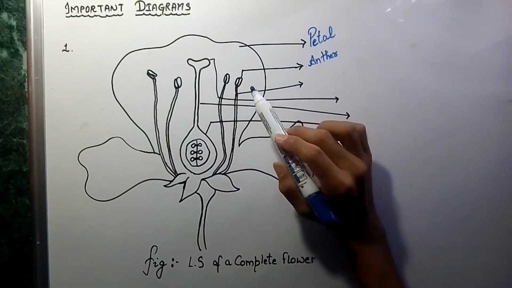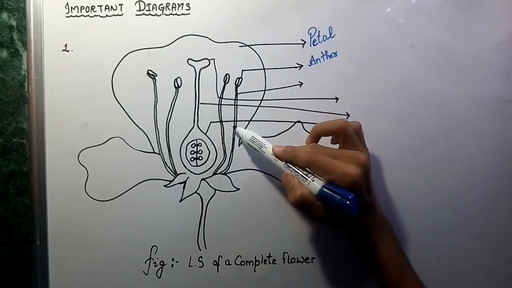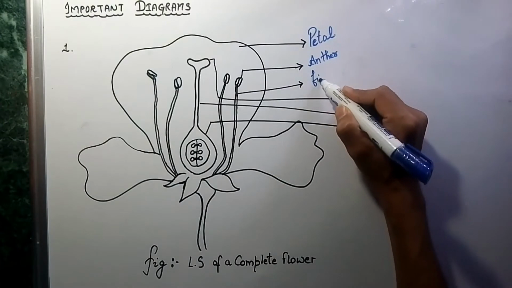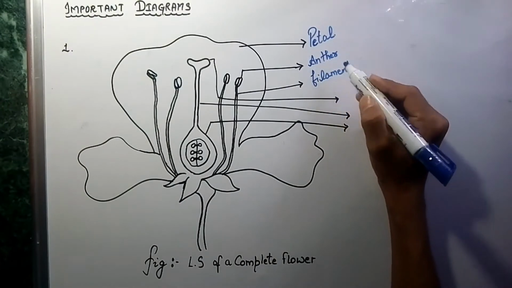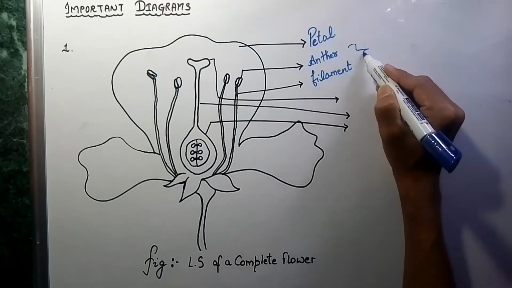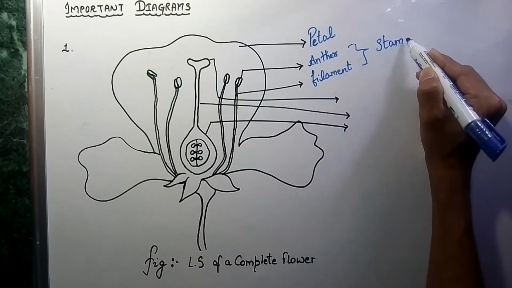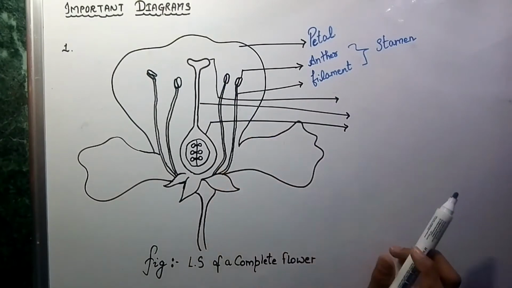Now the second part is a filament. It is a long and cylindrical stalk called filament. Now these anther and the filament together are known as stamen. That is the male reproductive part of a flower. Now we will move towards the female reproductive part.